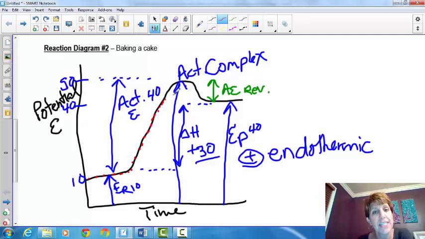But the difference here is in the activation energy. It doesn't have to go as high to get started. It provides an alternate pathway for the reaction, so the reaction is more likely to occur. So I am going to get product a lot sooner, and my activation energy would only go to here instead. So the activation energy is less. So 40 minus 10, now my activation energy is only 30.